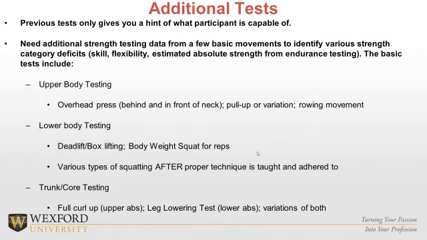Now, the previous tests only give you a hint of what a participant is capable of doing. You need additional strength testing data from a few basic movements, i.e. basic human movements. Squatting up and down, deadlifting, lifting and carrying movements or objects, bending and twisting, pushing and pulling. These basic movements will help you identify various strength category deficits. And if you remember back, strength has multiple categories like skill strength, flexibility strength, and estimates on absolute strength from the endurance test as well.